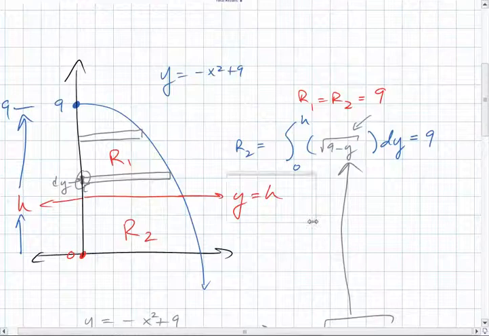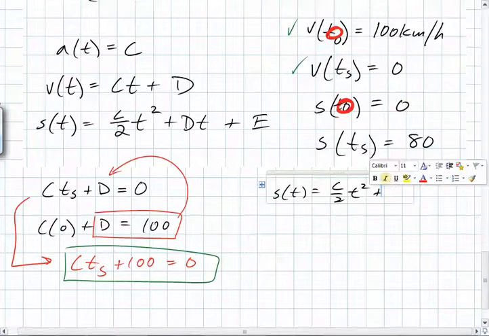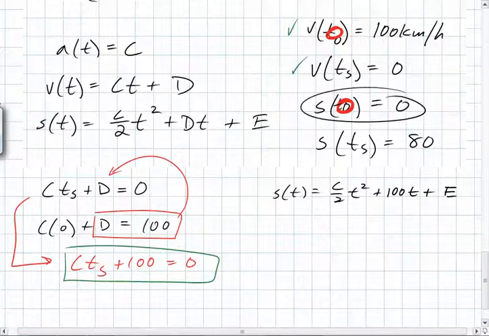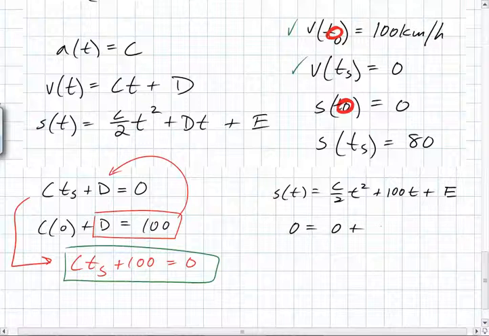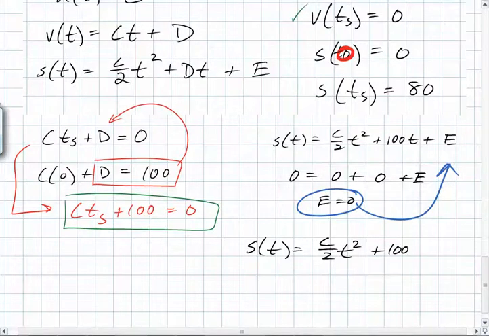This is a little challenging. Plus what? 100t. Plus what? E. But we know when we plug in 0 for t, what does it equal? So we know that 0 is equal to 0 plus e. So what does e have to be? You know that e has to be 0. So if we plug that into our equation up there, what do we end up with? We end up with s of t is equal to c over 2 t squared plus 100t.